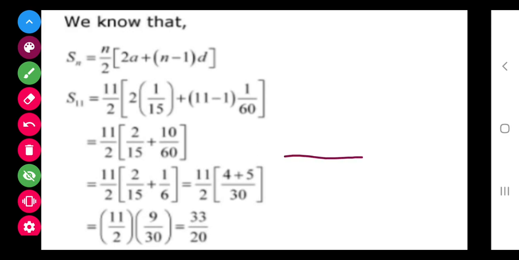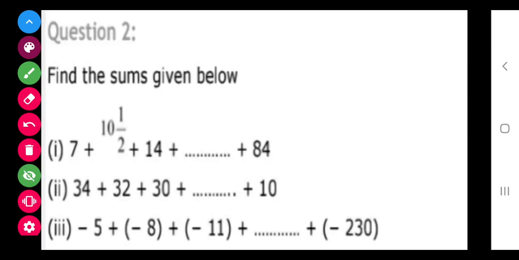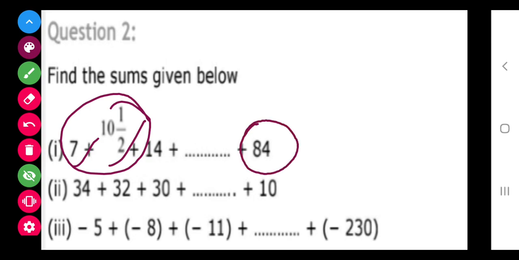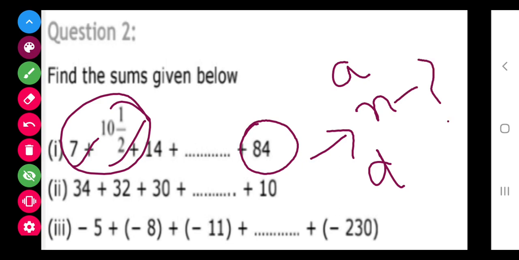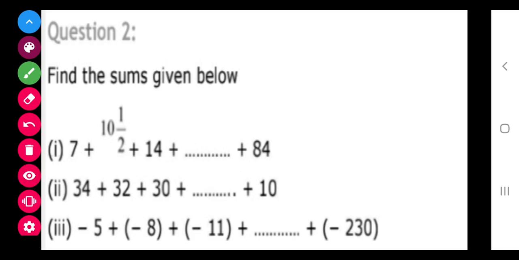Now moving to the next. In the next question, n is not given, a is given, d we can find out by solving these two, and an is given. So in this question, first of all we have to determine n, because a we are having, d we are having, but we are not having n, but an we are having. So using the an formula, we can determine the value of this n. So the same they have done.